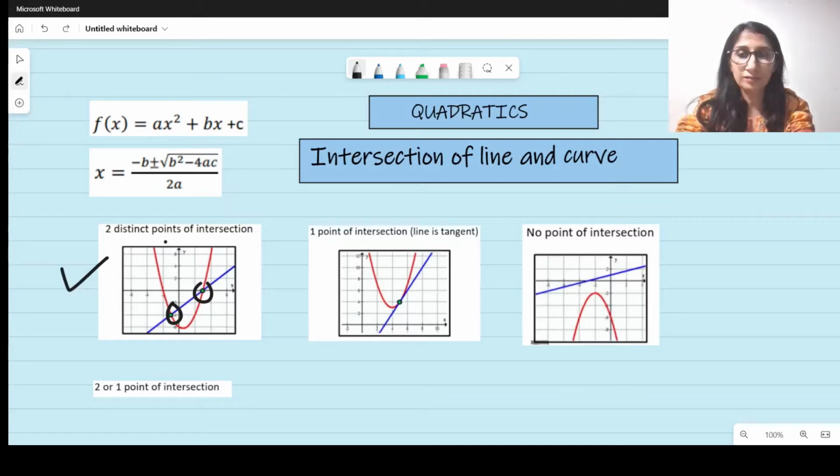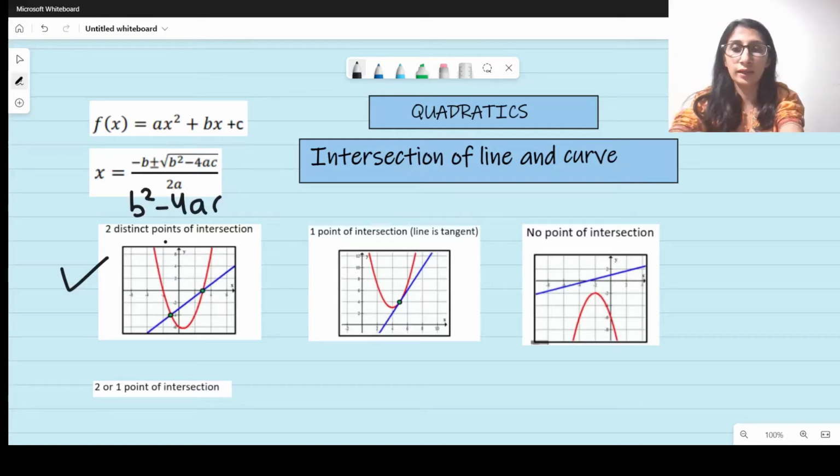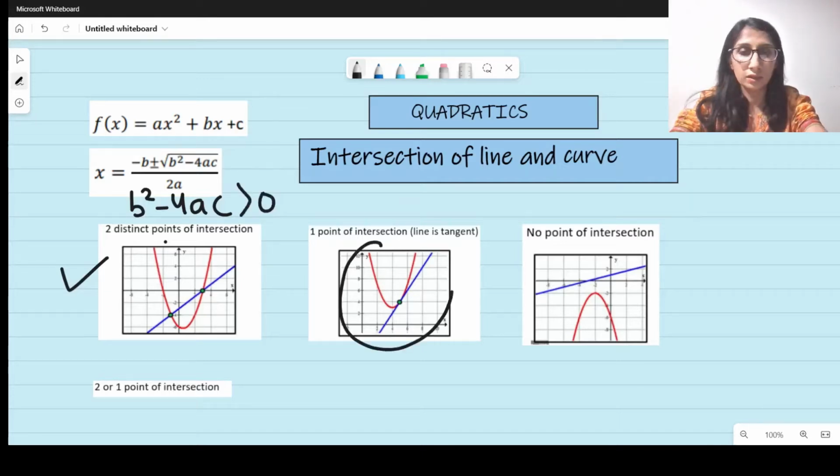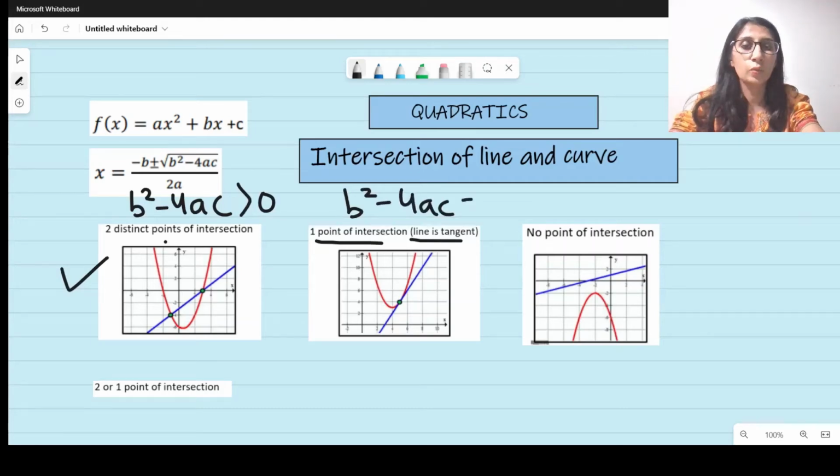So when that's stated in a question, that would mean that there are 2 solutions, and we've already discussed when do 2 solutions exist in a quadratic equation? When the discriminant b square minus 4ac is greater than 0. Now here the curve and the line is cutting at only 1 point. So it says 1 point of intersection, or the line is tangent to the curve. When does this happen? When b square minus 4ac equals 0.